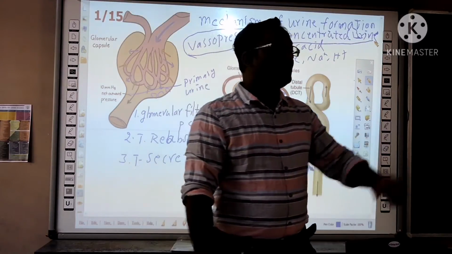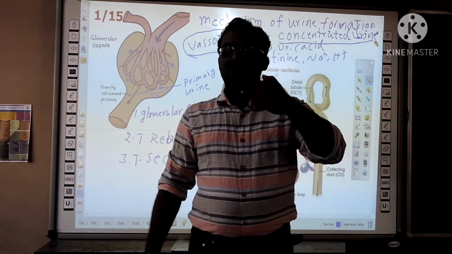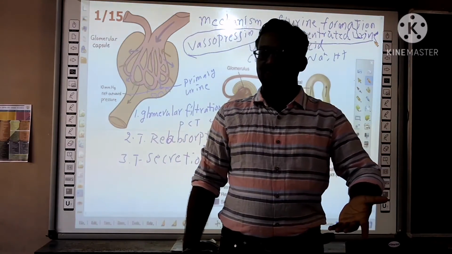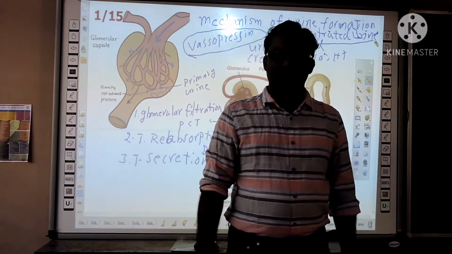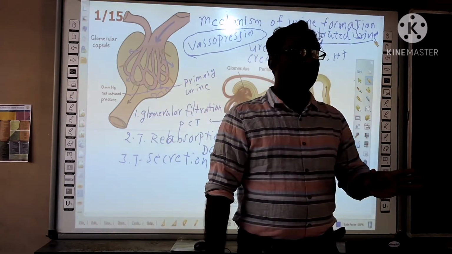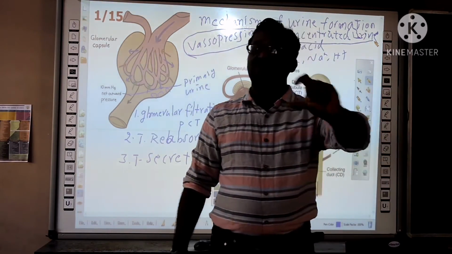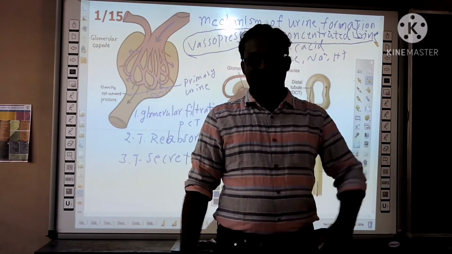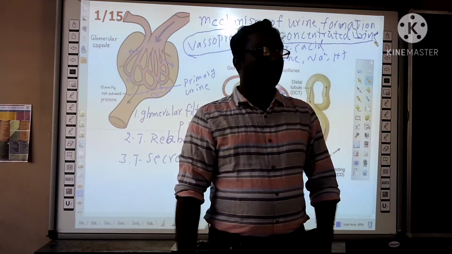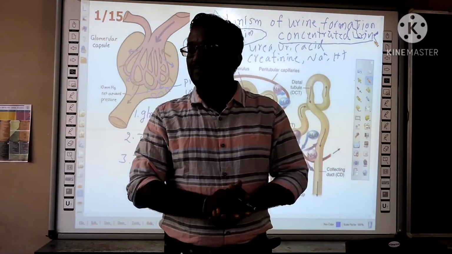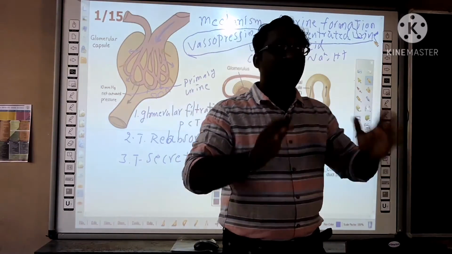But if you have water inadequacy in the blood, that means you have dehydration. If there is less water in the blood, vasopressin is released and produces a concentrated urine. That means the urine consists of less water. If vasopressin is not released, what will happen? The water will be removed from the body.